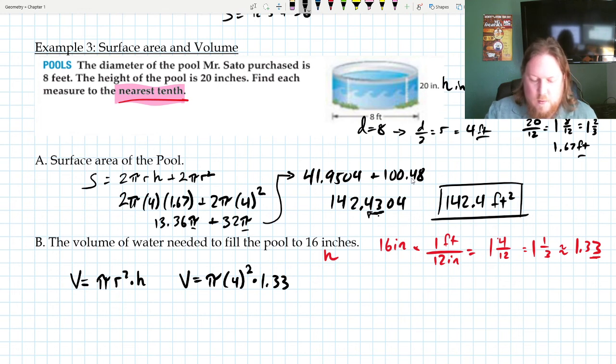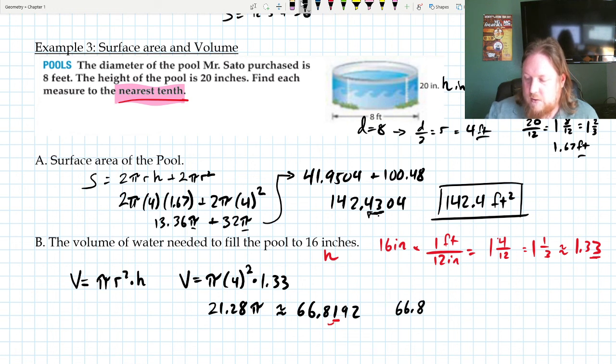4 squared is 16 times 1.33 is 21.28 times pi, so times 3.14, and we get ourselves approximately 66.8192. Round to the nearest tenth, so I looked at the hundredth, it's a 1, so it stays the same, and I get myself 66.8 feet cubed for the volume.